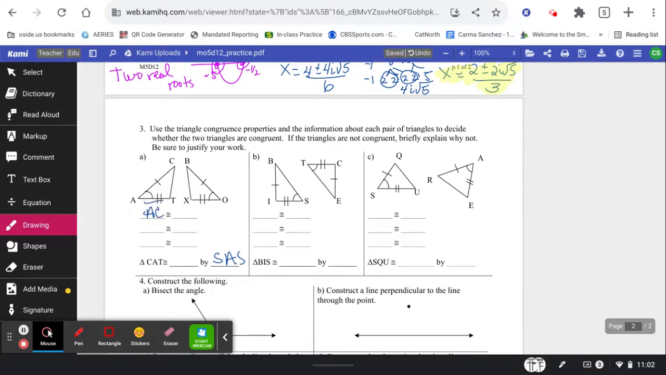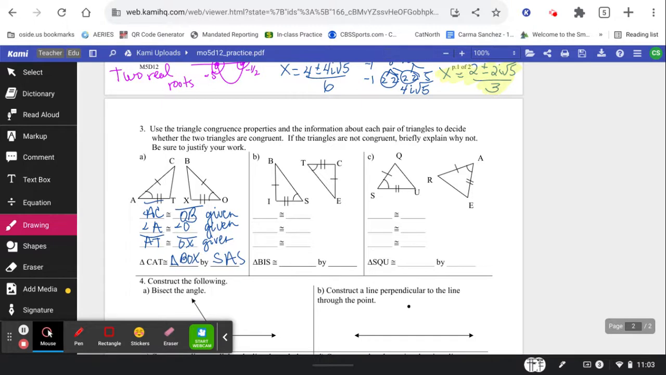We've first got AC is congruent to OB, which is given. We've got angle A is congruent to angle O, which is given. And then we've got side AT is congruent to OX. So triangle CAT is congruent to triangle BOX by side, angle, side. How'd you do? Pause it here. Try the next one.